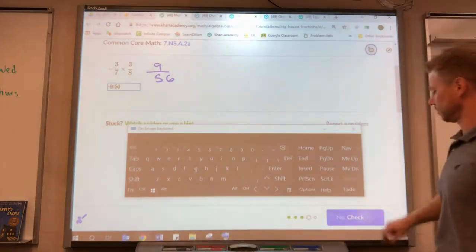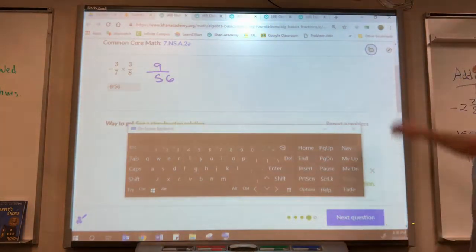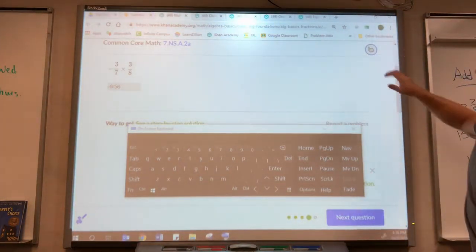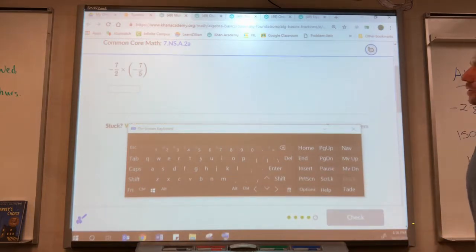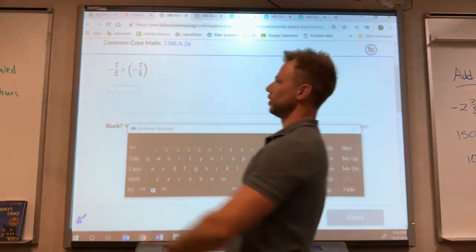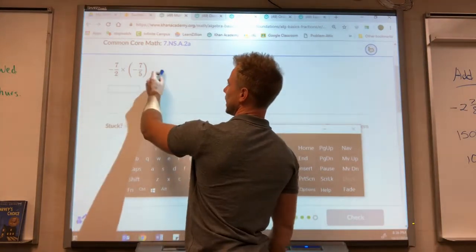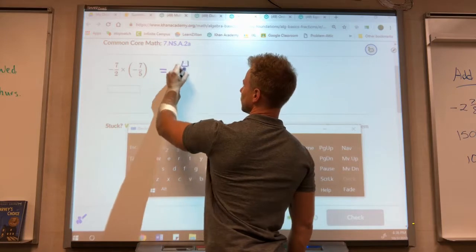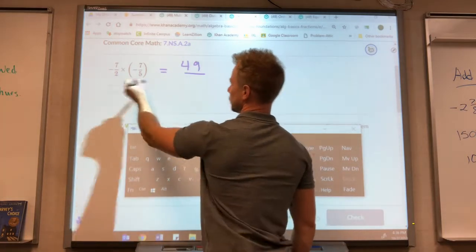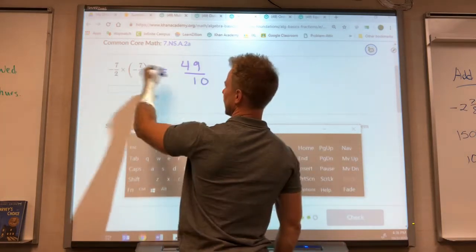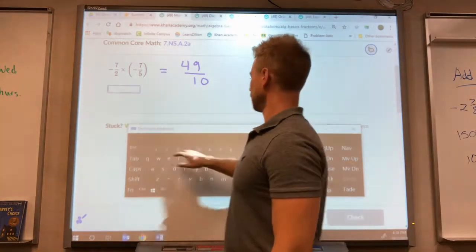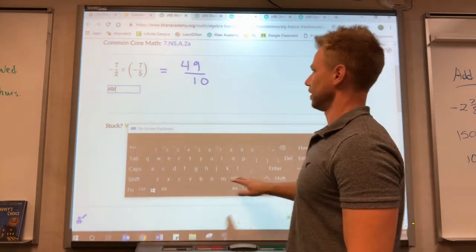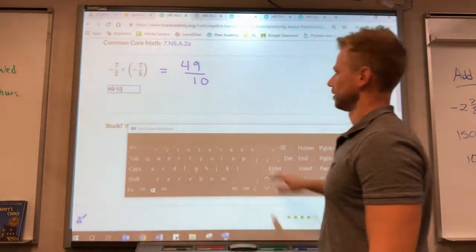Make sure we put the right number in here. Okay, then we look to see if we can cross-cancel again. We can't, so we multiply. 7 times 7 is 49. 2 times 5 is 10. Two negatives make a positive. We could, again, change that into a mixed number, or we can just leave it as an improper, like that.